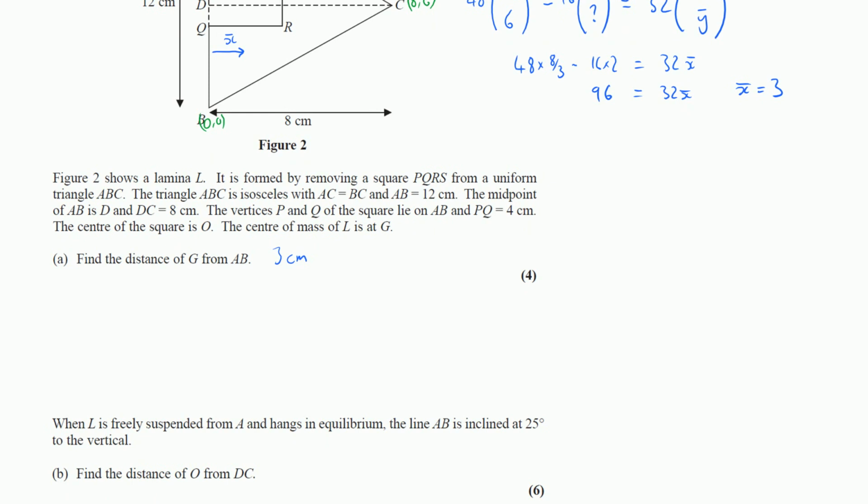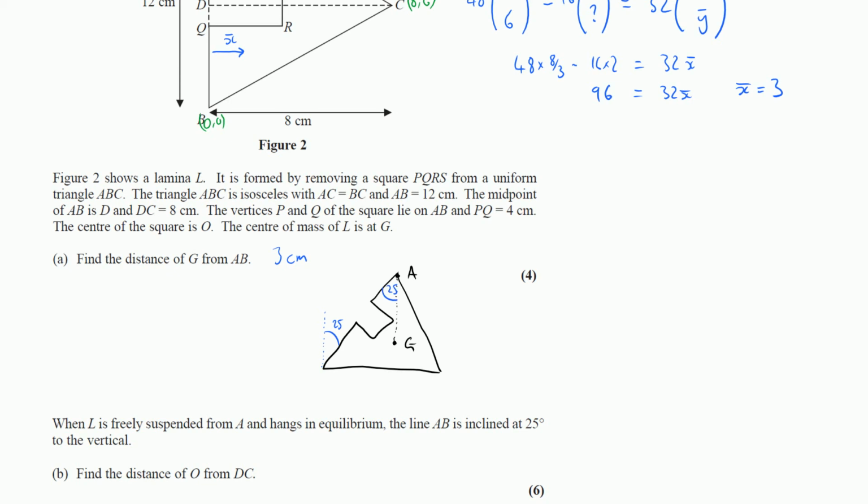Now we're going to freely suspend the object from the point A and let it hang in equilibrium. Now what do I know about a shape that hangs in equilibrium? Well, I know for absolute sure that its centre of mass will definitely be directly below the point of suspension. So if I'm suspending from the point A, then my point G is going to be vertically below A. We're told that AB is now at 25 degrees to the vertical, so I know that the angle to the vertical here is going to be 25 degrees, and by the fact that I've got two parallel lines, I know also that the angle in here is going to be 25 degrees.